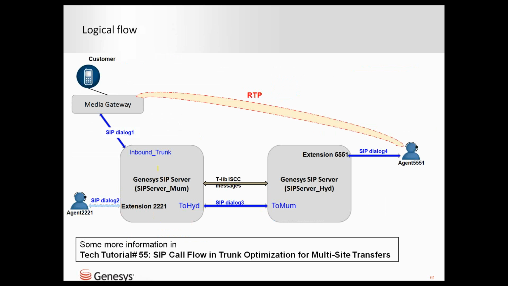And here you can see it's a logical flow. Media gateway, we got the first call is connected with SIP agent 2221 on this trunk, and this is connected to agent single step transfer call to agent in another SIP server. So you will see TLIB ISCC messages, they flow here, and then you got SIP dialog, and you can see you can count one SIP dialog between media gateway and Genesis SIP server Mumbai.